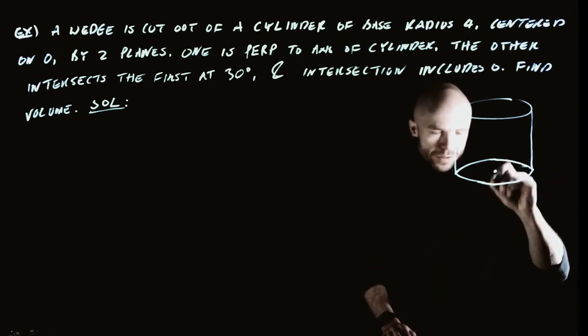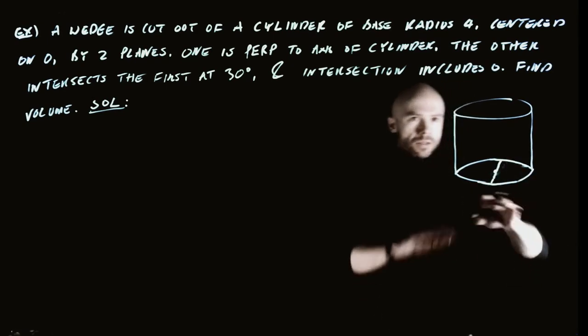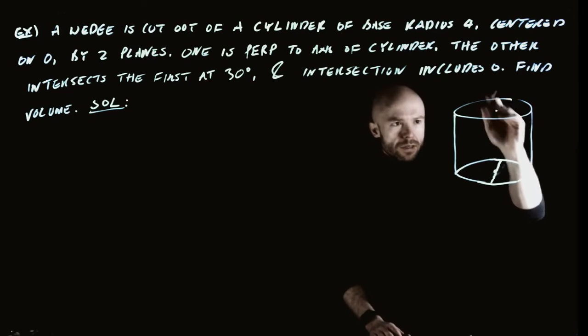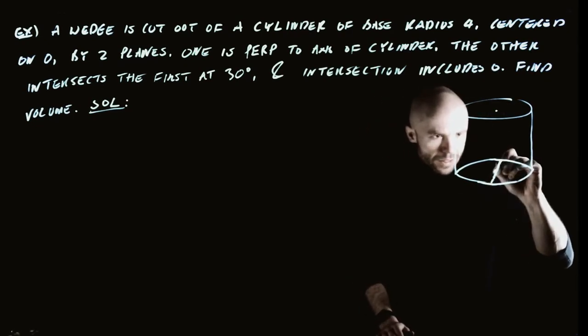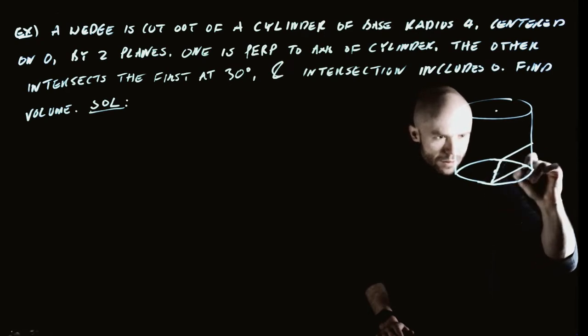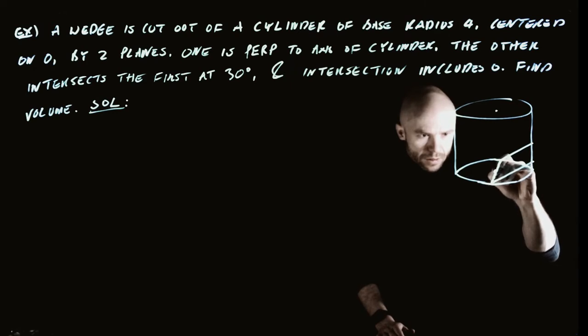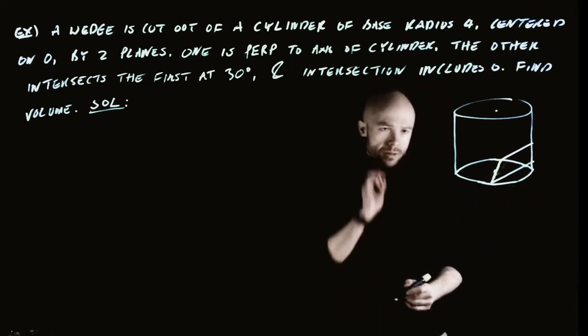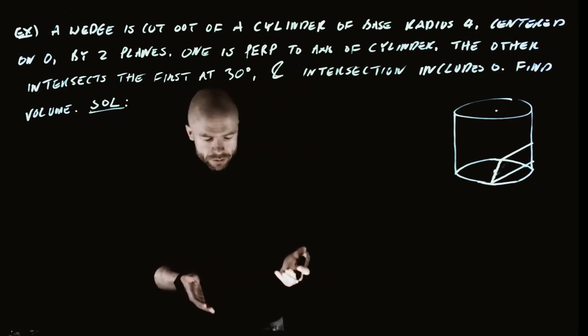Put that in later. So we're slicing it with 2 planes. The first plane is just the plane perpendicular to the axis of the cylinder. So that's just the base. And the next plane comes in and intersects it at 30 degrees like this. And the intersection includes 0. So the line of intersection is this thing like this. Okay, so this is like a kind of a chunk of cheese.